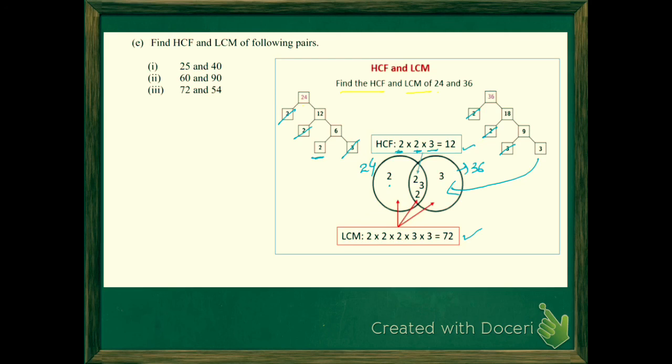And we can verify with the previous technique what we used. LCM is A cross B over highest common factor. So 24 times 36 over 2 times 2 times 3, which is 12, just write 12. So 36 over 12 is 3. Then 24 times 3 is 72. So that's what you get. So you have different techniques to use these.